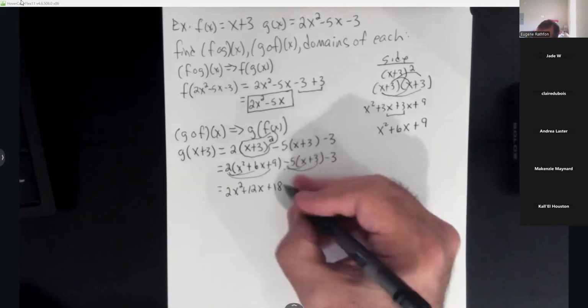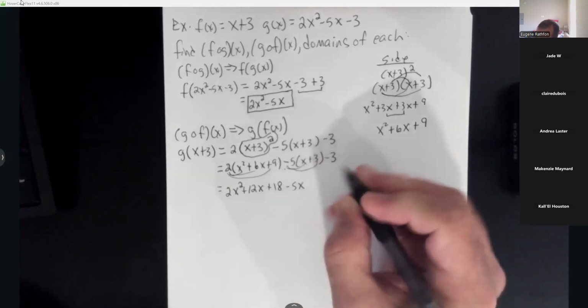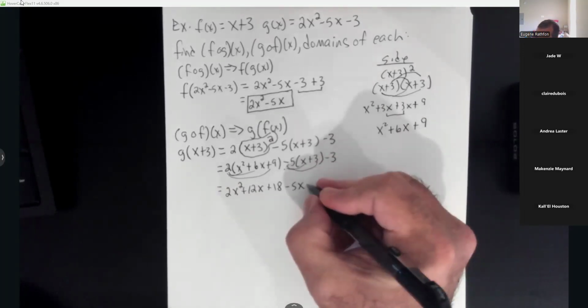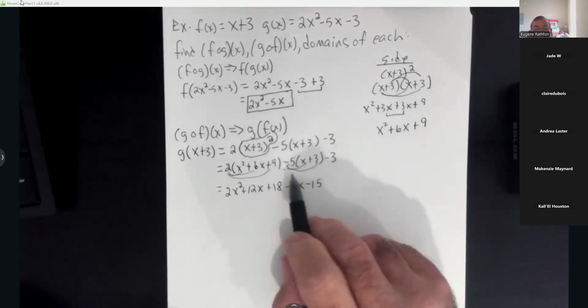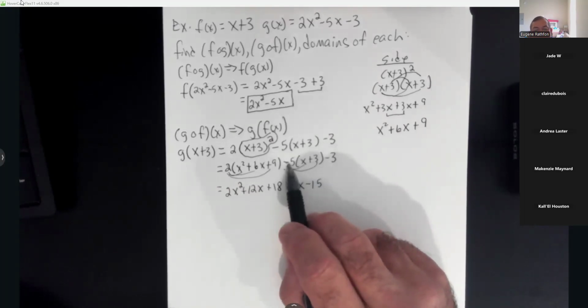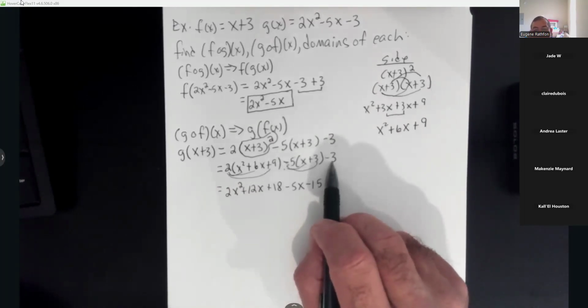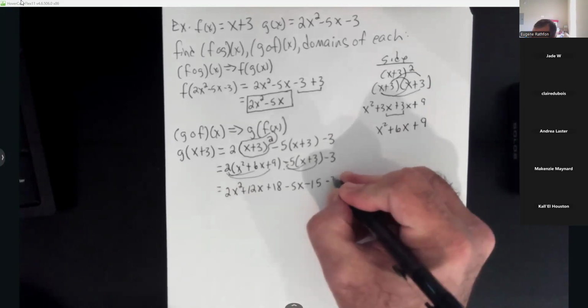Negative 5 times x is a negative 5x. Negative 5 times 3 is negative 15. So remember, when you've got a negative, you've got to distribute that negative with that number, okay? And at the end, bring down that negative 3.